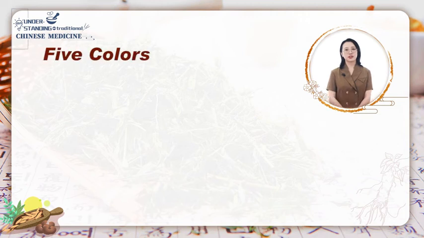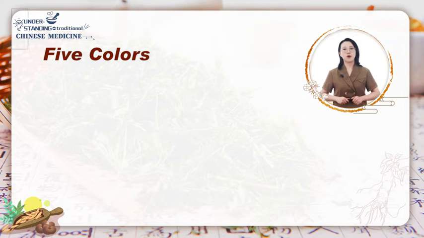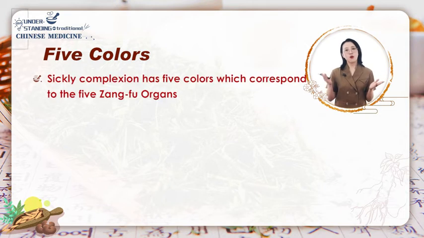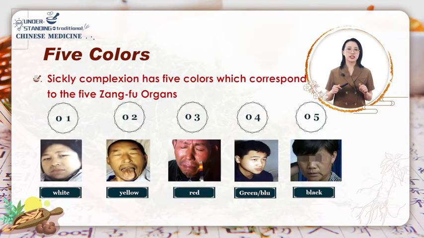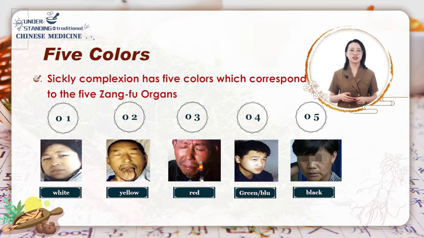According to the five-element series which we learned before, the five colors correspond to the five zang organs: red to the heart, white to the lung, yellow to the spleen, green to the liver, and black corresponding to the kidney. When the inner balance of zang is disturbed, the outside color definitely will change. Like the picture showing here, sickly complexion also has five colors which correspond to the five zang organs. Those white, yellow, red, green, blue, and black are not the painting color. They are the color and the luster manifested on the outside.